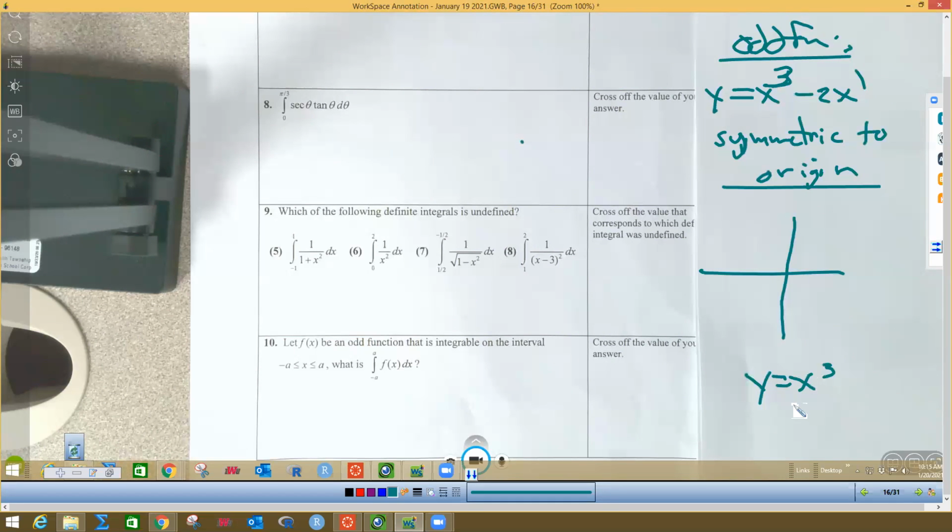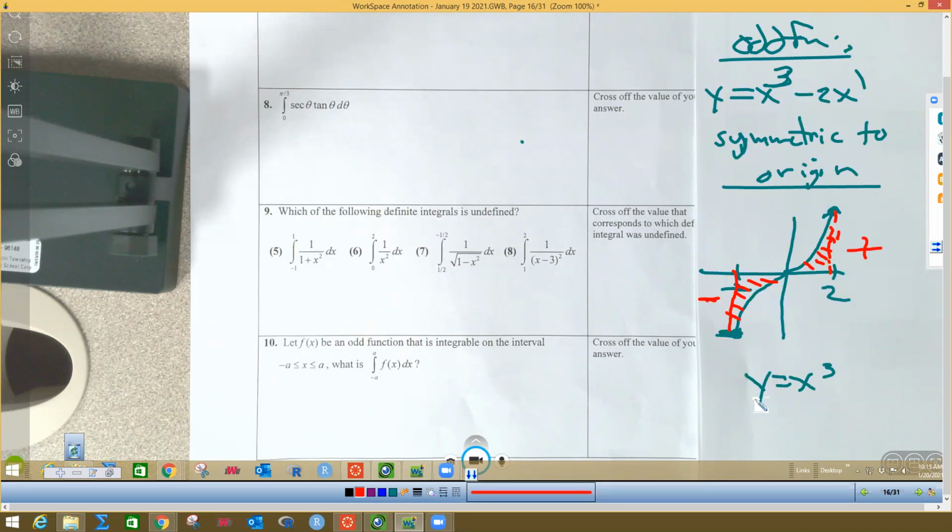Y equals x cubed. So if I did x cubed, it goes like this on this side and goes like this on this side. So let's say I'm going from negative 2 to 2 on this one. All right, so you have a point here and a point here. Well, this area, the area negates the other area. It will be the exact same as the area on this side. These two areas will be the same. The difference is this is a positive and this is a negative.